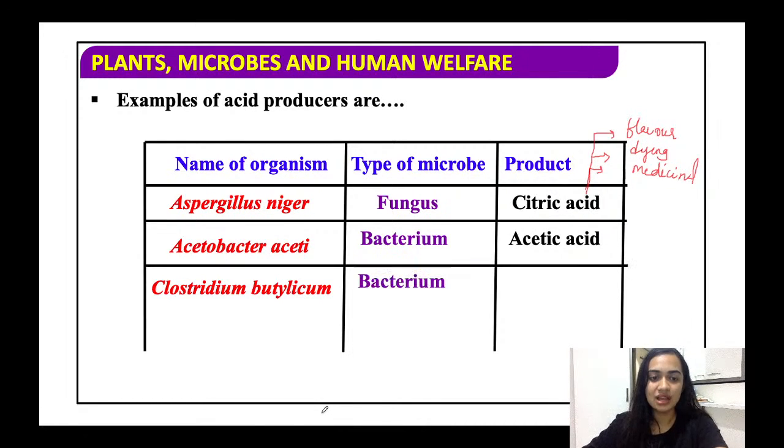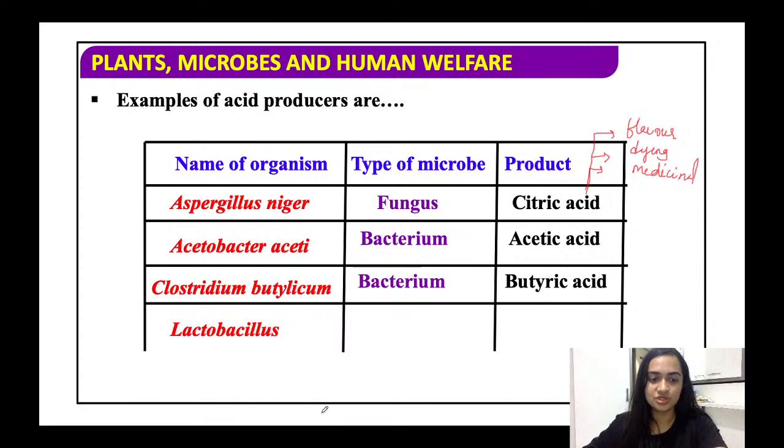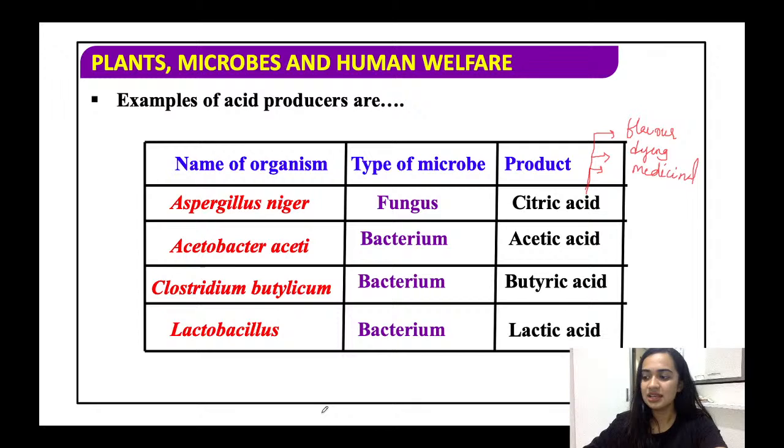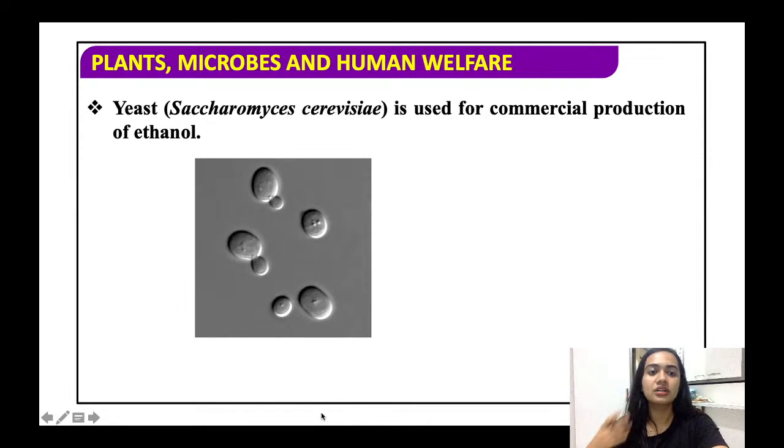ठीक है, then you have your Clostridium butylicum, that is the manufacturing of your butyric acid. And Lactobacillus तो आप जानते ही होंगे, lactic acid बनाता है, lactic acid milk industry इन सब में बहुत highly use होती है. Then even your probiotics, lactic acid is highly used. ठीक है, yes, I think that is it for this one. That means your acid production.